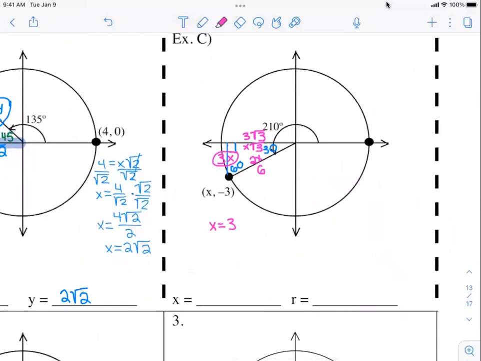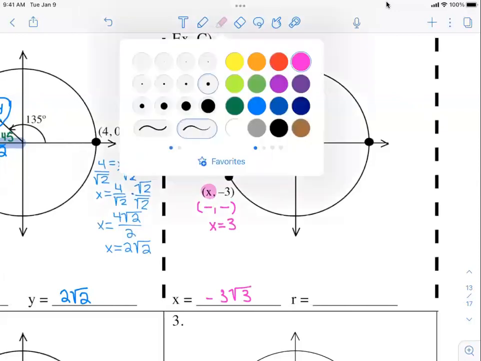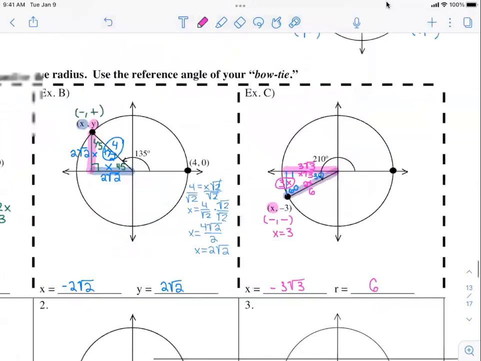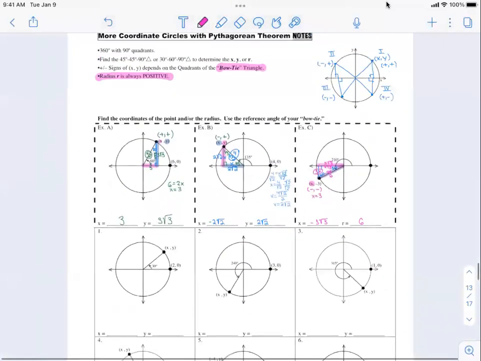What is x? So x corresponds to the x-axis. So that would be 3 root 3. But watch your signs because this answer is going to be a negative answer because we're in quadrant 3. So it's -3 root 3. And then lastly is the radius. The radius is this length from the center of the circle to a point on the circle. And that happens to be 6. And then we're done.